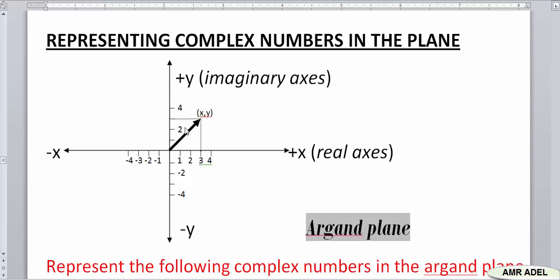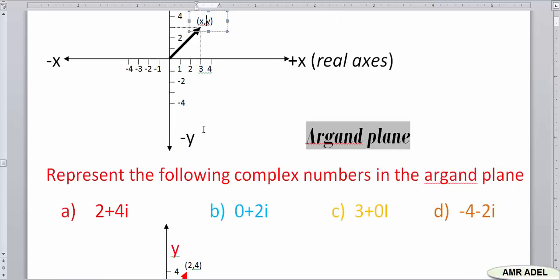Okay. Now, for example, if you have 3 plus 3i, the first 3 is for the real part, which is on the horizontal axis. And the second 3, which is 3i, goes up 1, 2, 3. So this is x equals 3 and y equals 3. Okay, it will be clear in the next example.